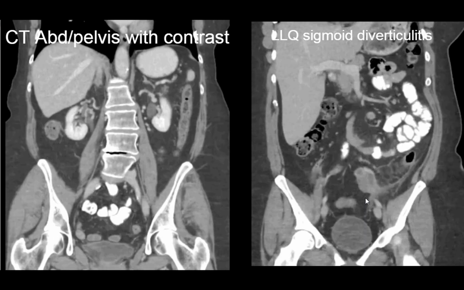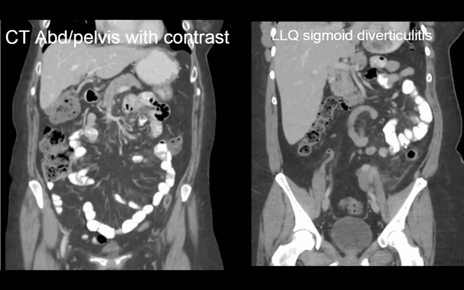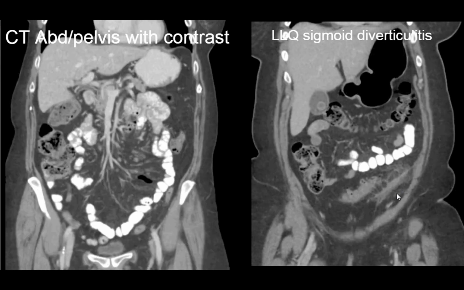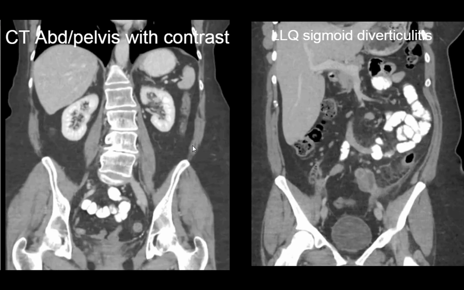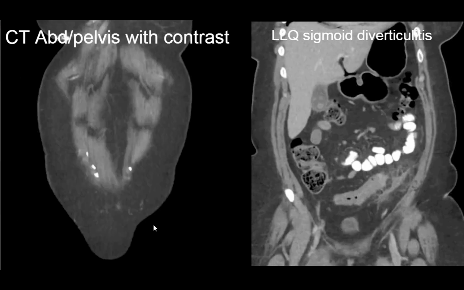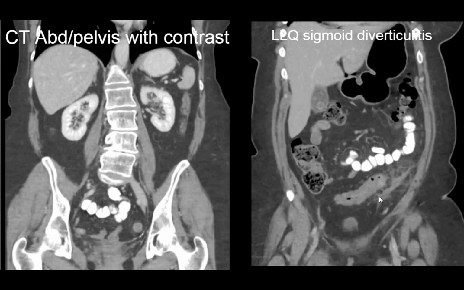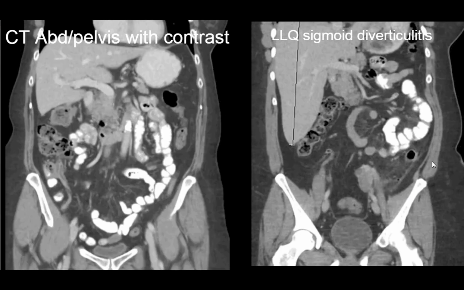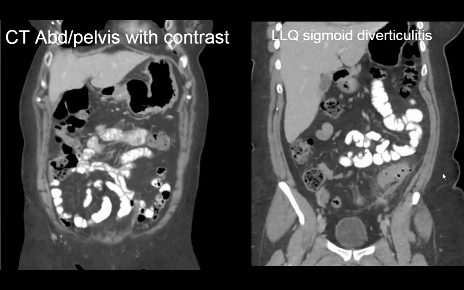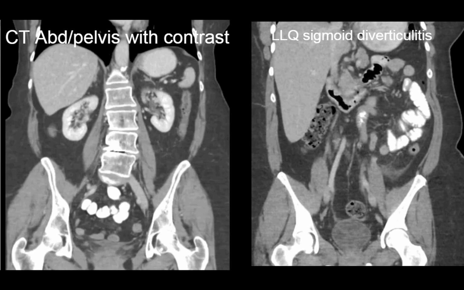In contrast, here is an example of a patient who presented with left lower quadrant pain, and you can see there's thickening and stranding around the sigmoid colon, and that's in contrast to the normal sigmoid that you see here, where there's normal wall as well as normal surrounding structures. Here there's stranding and there's thickening in the background of diverticulosis, consistent with acute diverticulitis.